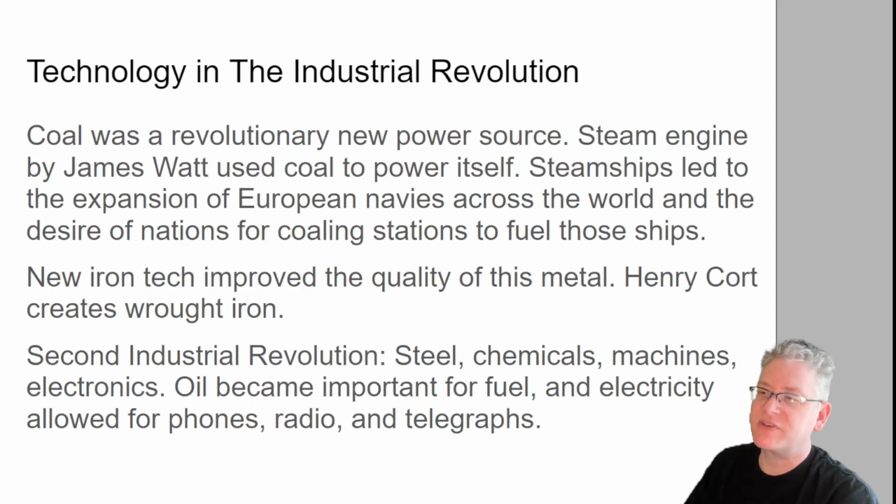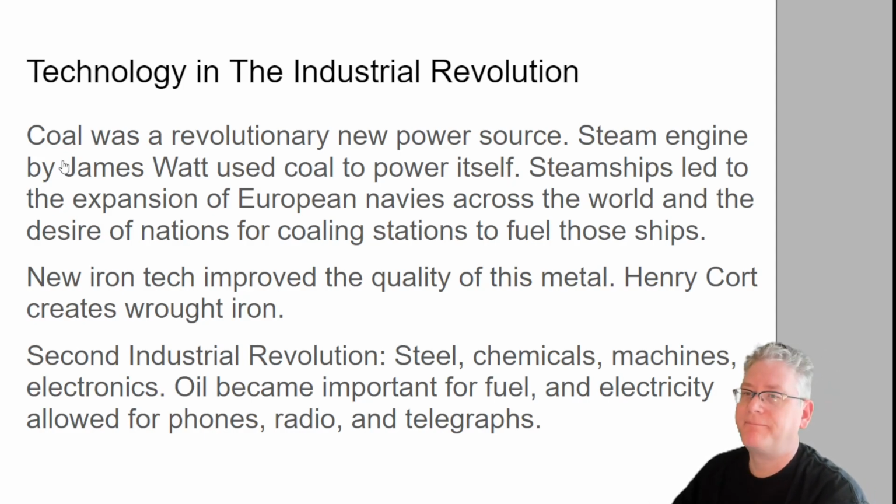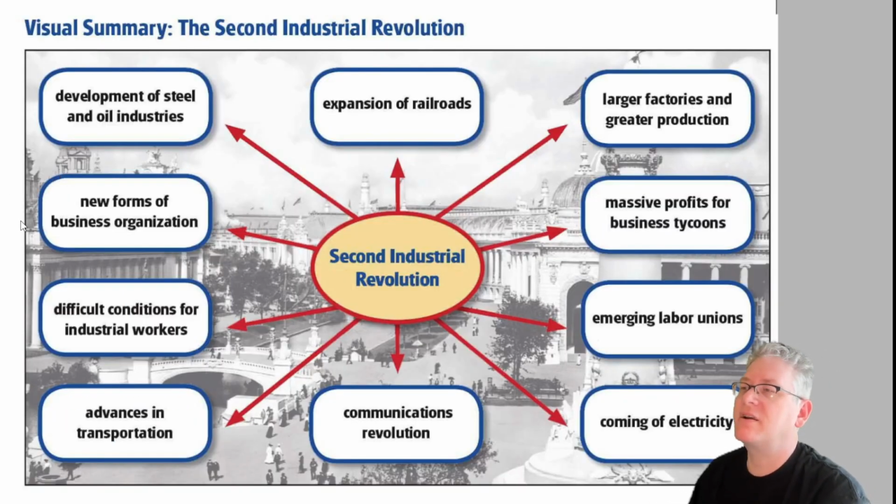Again, the big difference between first and second is that the first industrial revolution primarily centered around things like coal or water production, around things like textiles or kind of basic stuff like that. The second industrial revolution is really a lot about oil, and it's also a lot about communications technologies like phones, radios, telegraphs, etc. You can see a little bit of this here, a visual summary of that second industrial revolution.